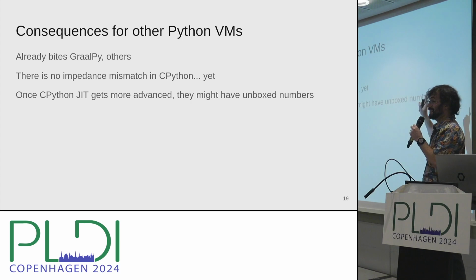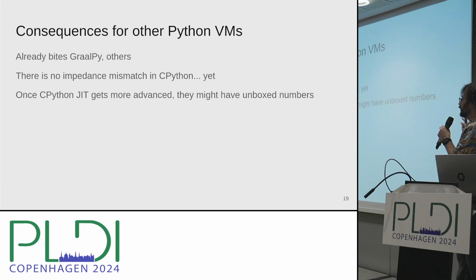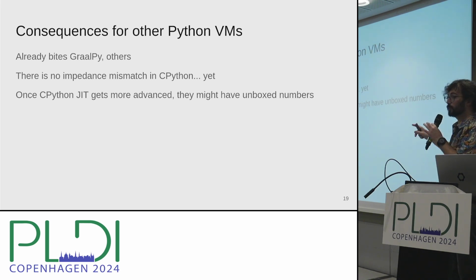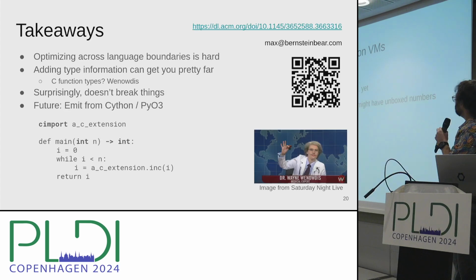CPython doesn't need it yet, but they're starting to build a JIT. Right now it's called a copy and patch JIT. It's kind of a baseline JIT. But as soon as they start doing more advanced JIT tech, they're going to start unboxing objects, and then they're going to run into the same problem. So it will bite them eventually, and they could use these type annotations.